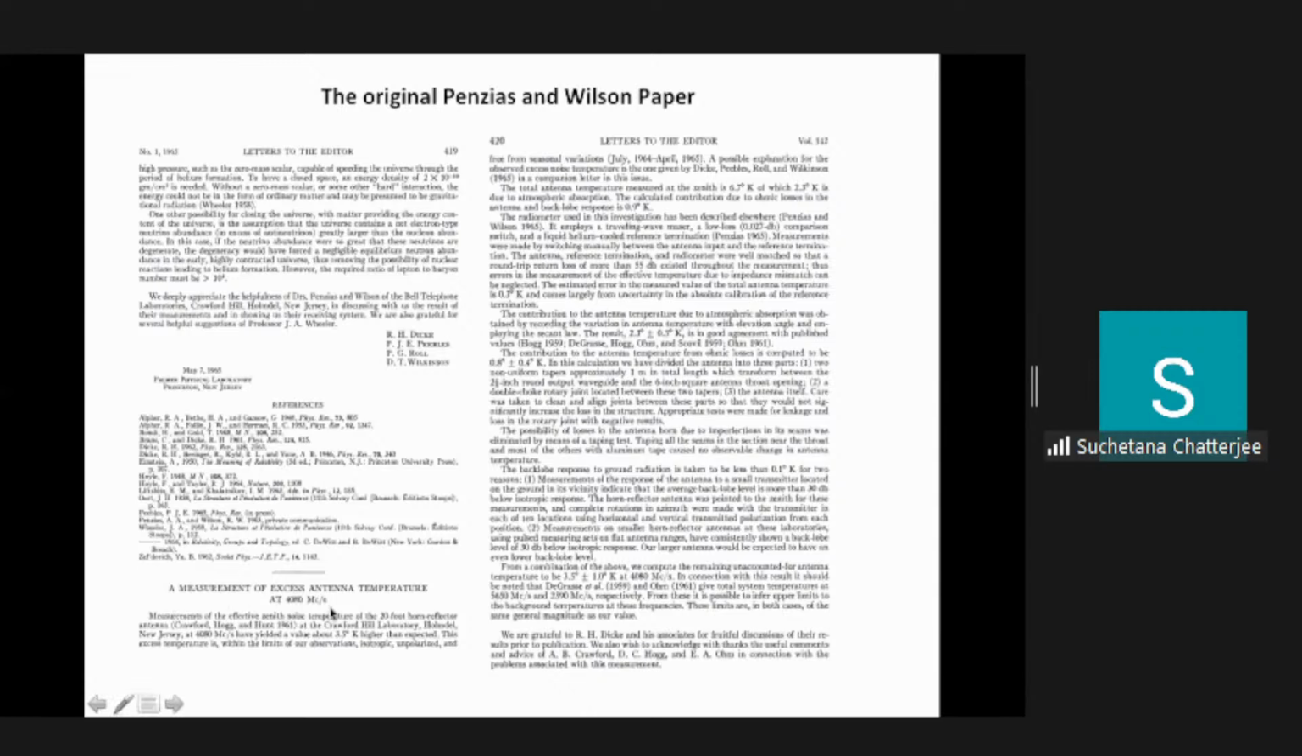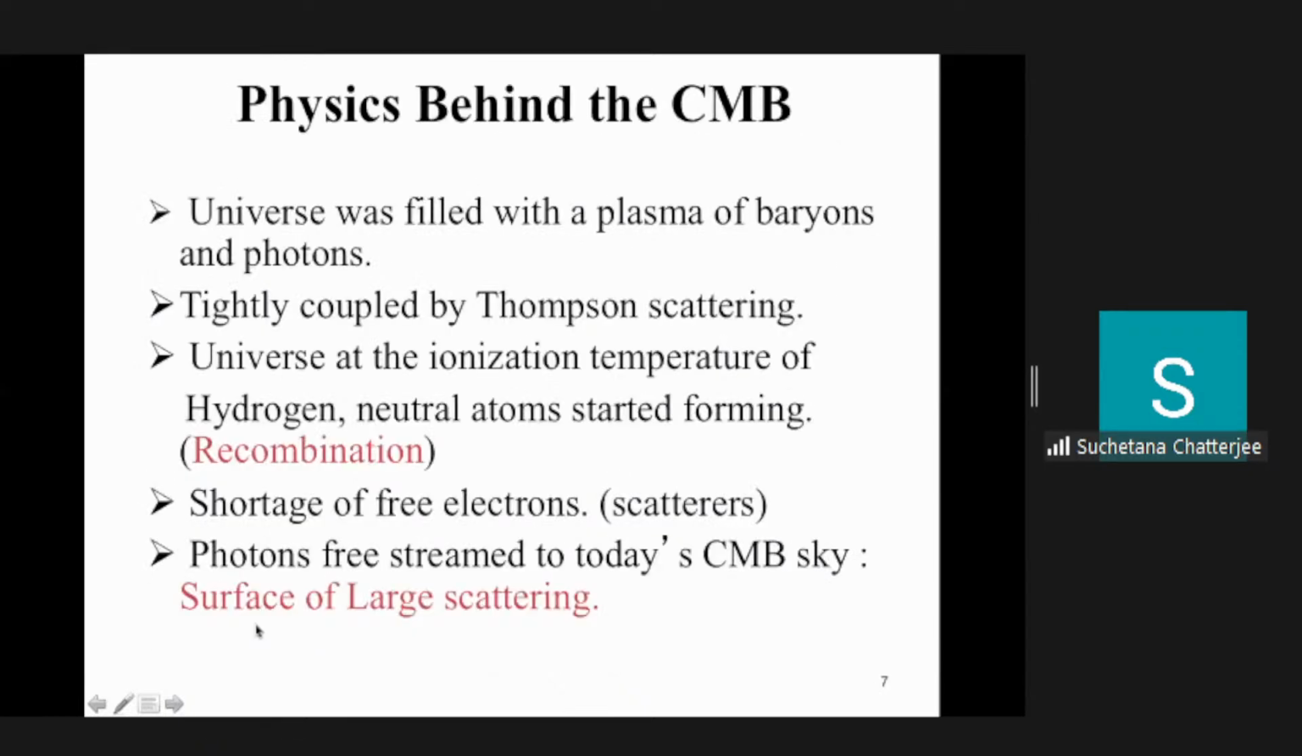And that's why you can see that the title of the paper is A Measurement of Excess Antenna Temperature. They never spoke about Big Bang theory that much, and at the end they actually acknowledged Dicke and his people, because it was inspired by a discussion or a seminar that they attended in Princeton University. But it was an accidental discovery.